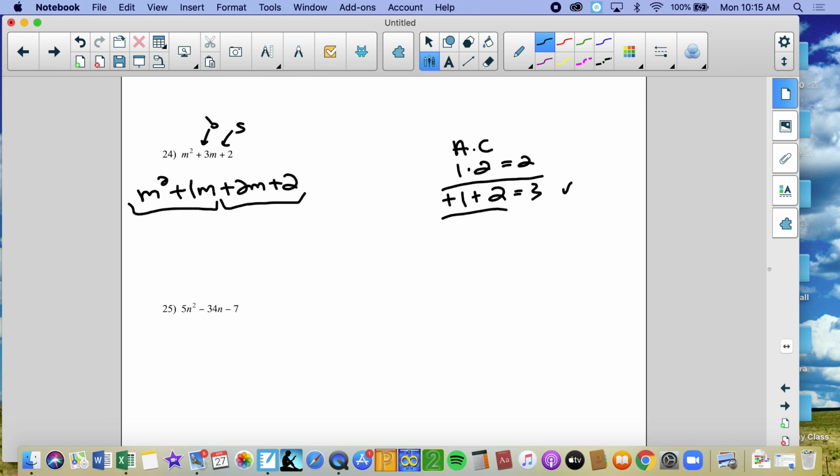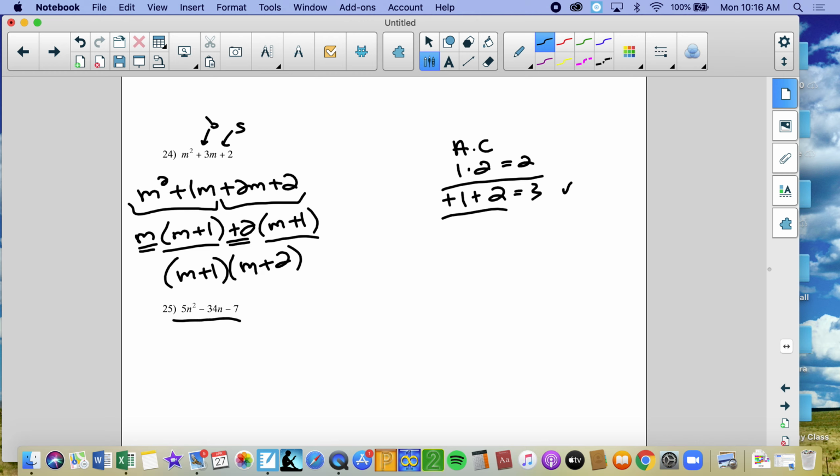I'm going to take the first two and the last two. I have a common factor of m. If I factor out an m, I get m plus 1. I'm going to factor out a 2 from the second set, and I get m plus 1. These must be the same, always have to be the same. So I'm going to factor that out, and what does that leave me with? That leaves me with m plus 2.